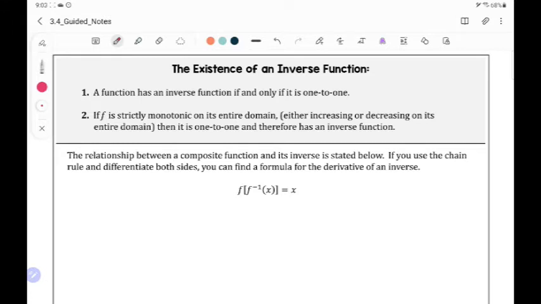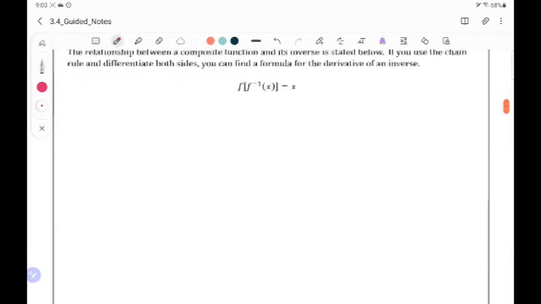So, next thing, the relationship between a composite function and its inverse is stated below. If you use the chain rule and differentiate both sides, you can find a formula for the derivative of an inverse. So we're going to take this composition right here and figure out what is the derivative of an inverse. We're going to apply the chain rule because it's a composition. We're using implicit differentiation though, because notice it says equals x. So we've got x's on both sides of the equal.